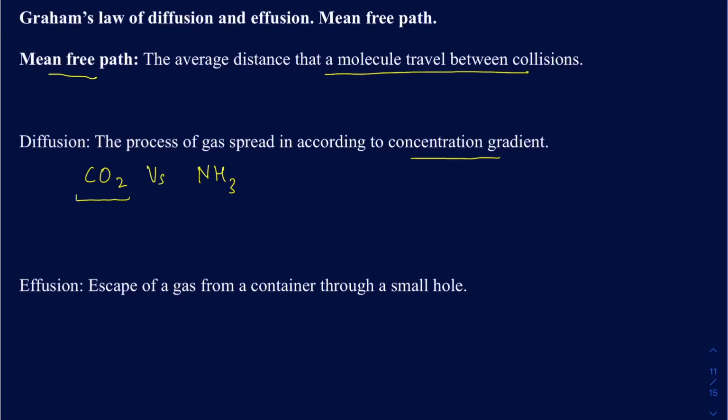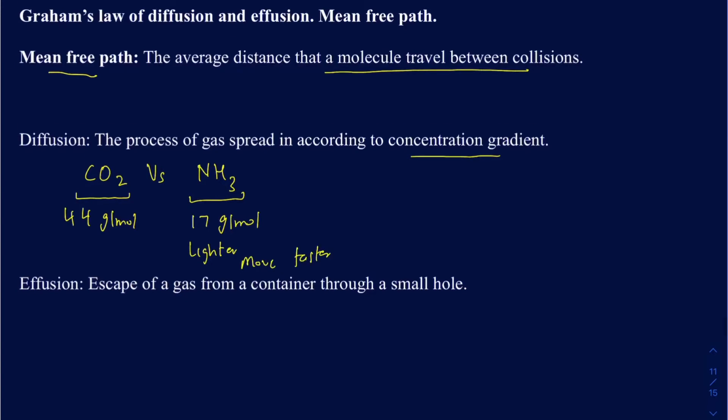When I calculate the molar mass of CO2, it comes out to be 44 grams per mole. And the molar mass of NH3 is about 17 grams per mole. So since NH3 is lighter in mass, it's going to move faster. I'll just write in there, move faster.